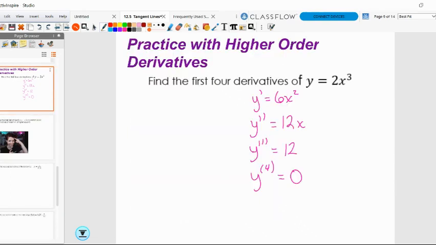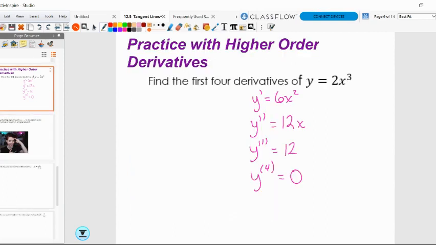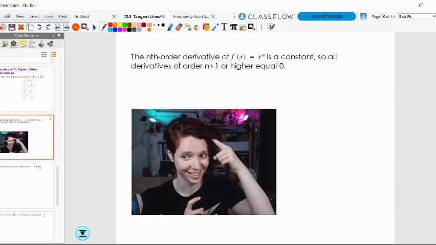Okay, so let's go back and look at that. When this was degree 3, because the power on x was a 3, the third derivative was a constant. Okay, we can see that. So all derivatives of order n plus 1 or higher equal 0. If it's a degree 3 equation, the third derivative will get us to the constant, and everything after that is just going to be 0. Because if we took the fifth derivative, the derivative of 0 is still 0, because 0 is a constant just like 12 was a constant. And so we're going to stay at 0 for all higher order derivatives.